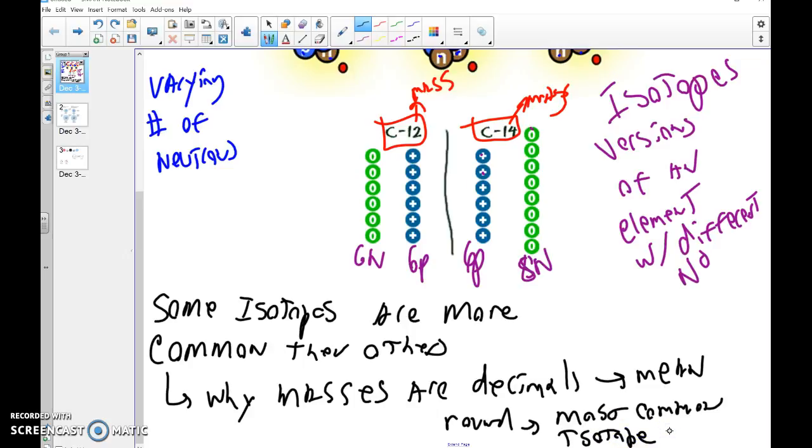All right, so that's isotopes. Isotopes are when you vary neutrons. Sometimes they give the element slightly different properties. Mostly it's just a change in the mass, okay?